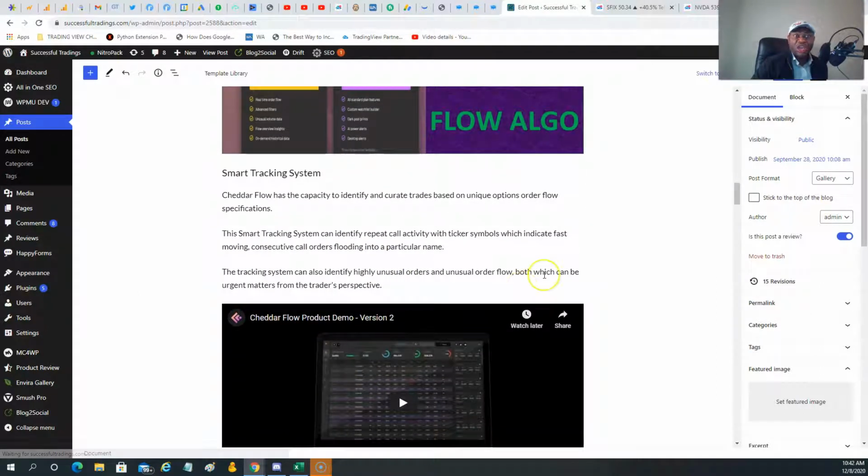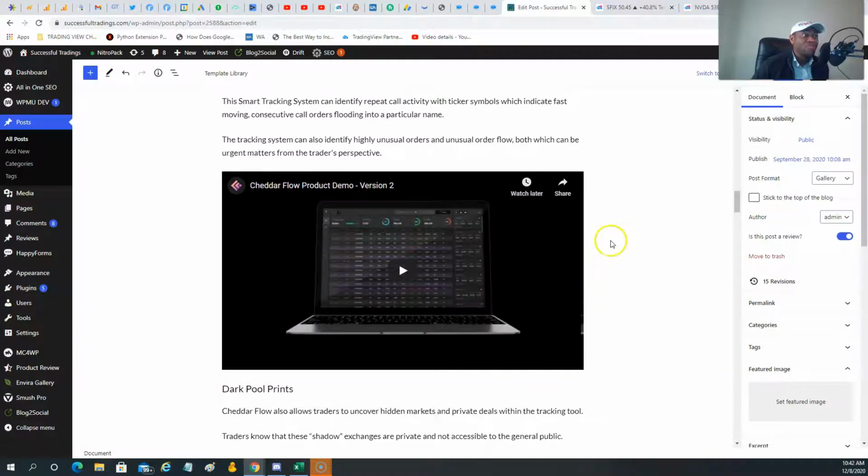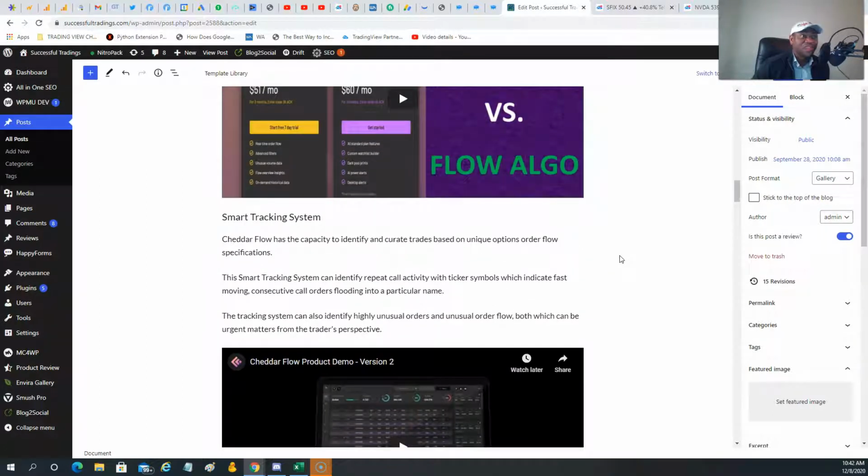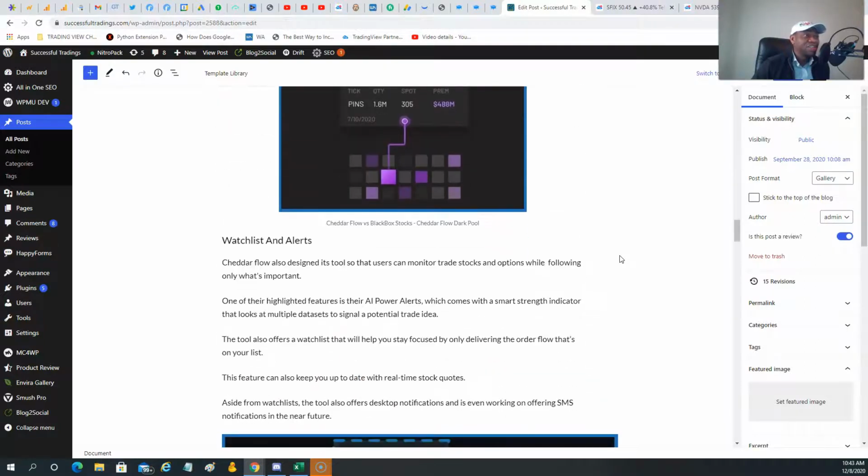Basically, the idea is to help you and me as traders. We want to know where the big money is, the big sharks, if you will, smart money. Sometimes that's how I call it in Flowalgo, for instance. Each one of these tools is an attempt to provide that data to you. The graphical user interface of Cheddar Flow looks exactly like Flowalgo, believe it or not. Blackbox differentiates itself a little bit.